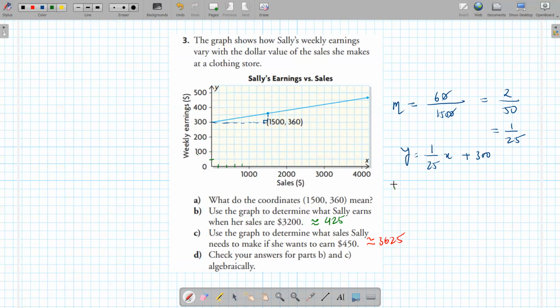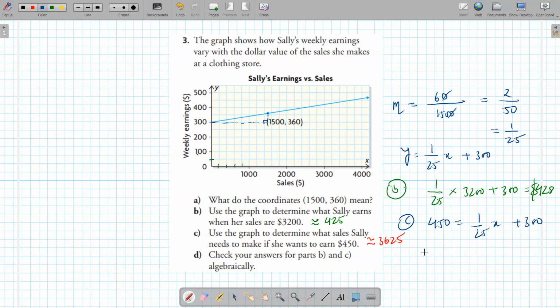So to answer part B algebraically, we're going to plug 3200 as the x value. So 1 over 25 times 3200 plus 300. So let's see what this gives us. So 3200 divided by 25 plus 300, the answer is 428 exactly, which is next to impossible to get from the graph.